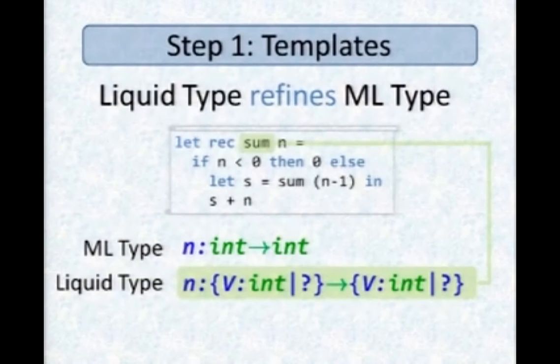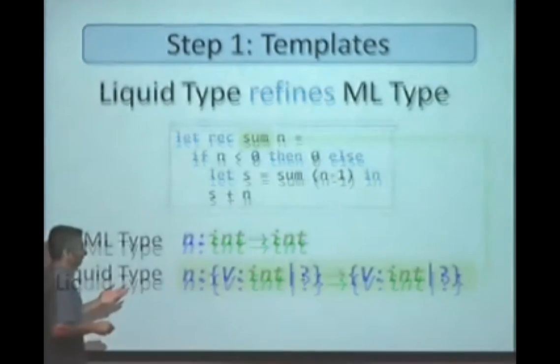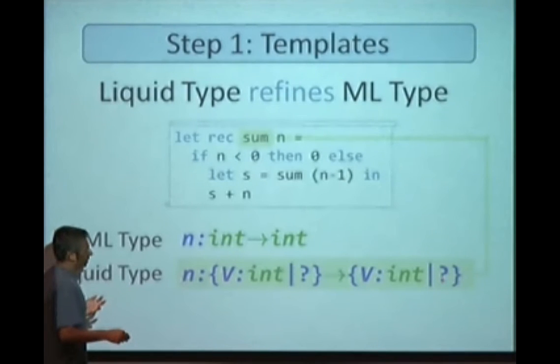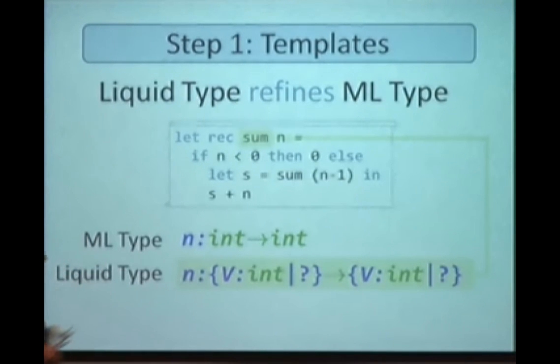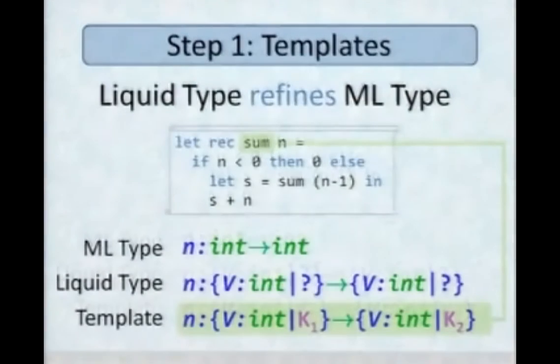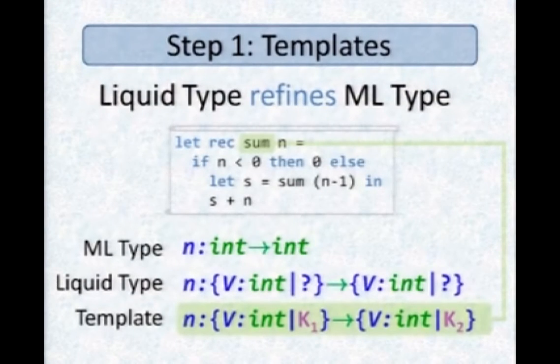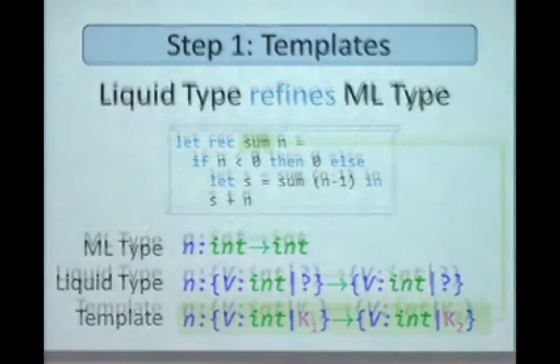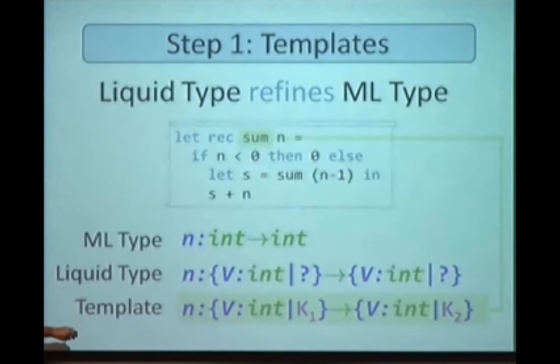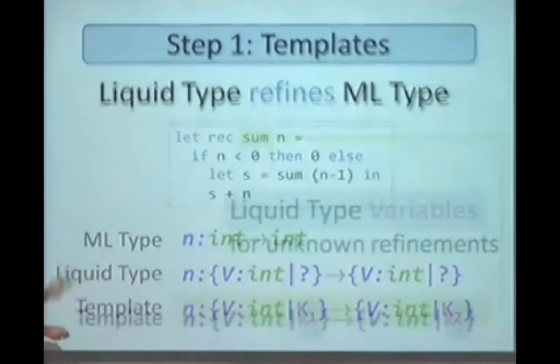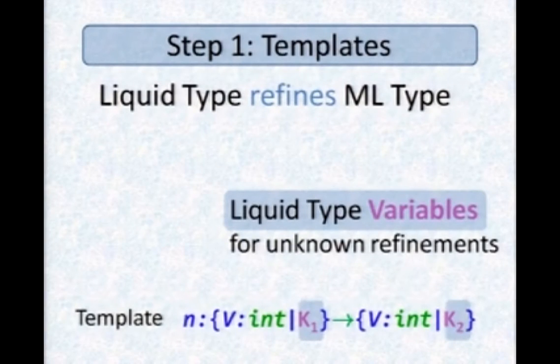So now the thing with the liquid type is, well, we don't know what these refinements are. It's an integer which satisfies some properties and spits out as output another integer which satisfies some other properties. We don't know what those are. And so we'll just introduce some variables. Okay, introduce variables for unknowns. So I'll say that this unknown, the input precondition, is called K1. And this unknown, the output postcondition, is called K2. Okay, and so K1 and K2 are what I call liquid type variables that stand for the unknown refinements. Okay, so far so good. Templates: sum, K1, K2, these are just variables.